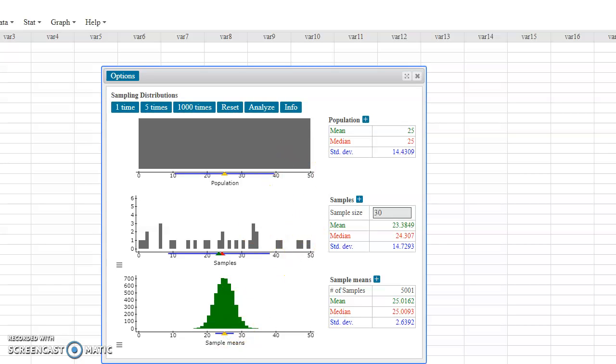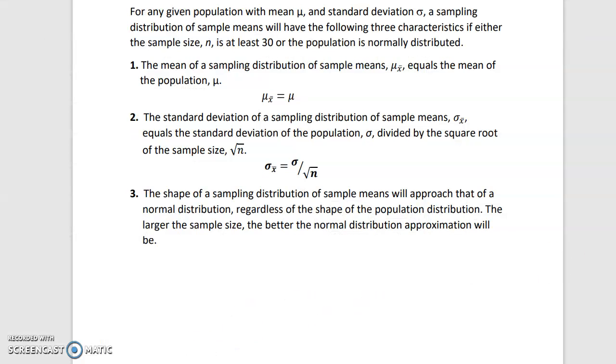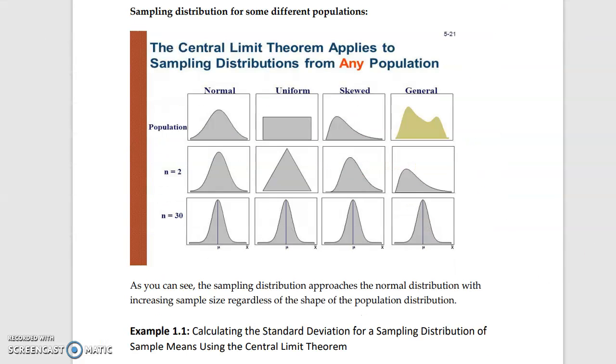Okay, I want to do one more. Now we want to look at a distribution that's highly skewed to the right, like this one. Okay, we can do that here.